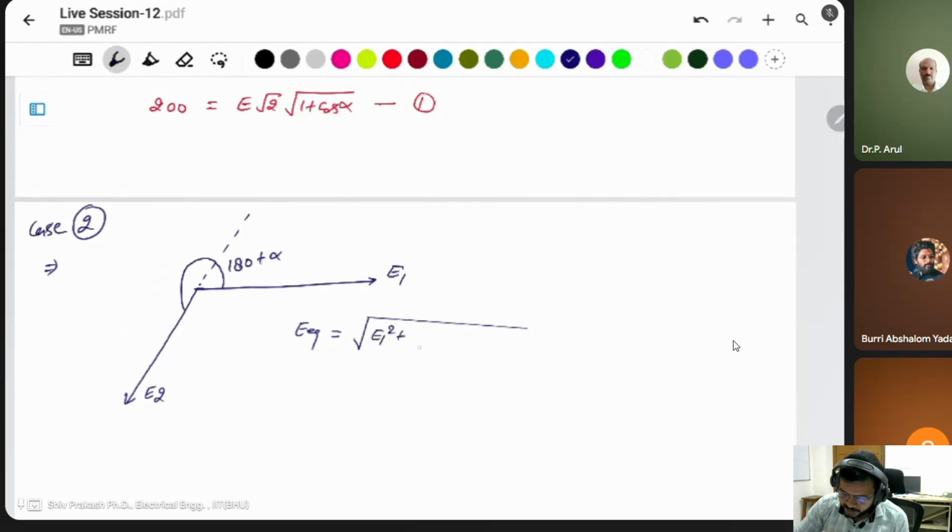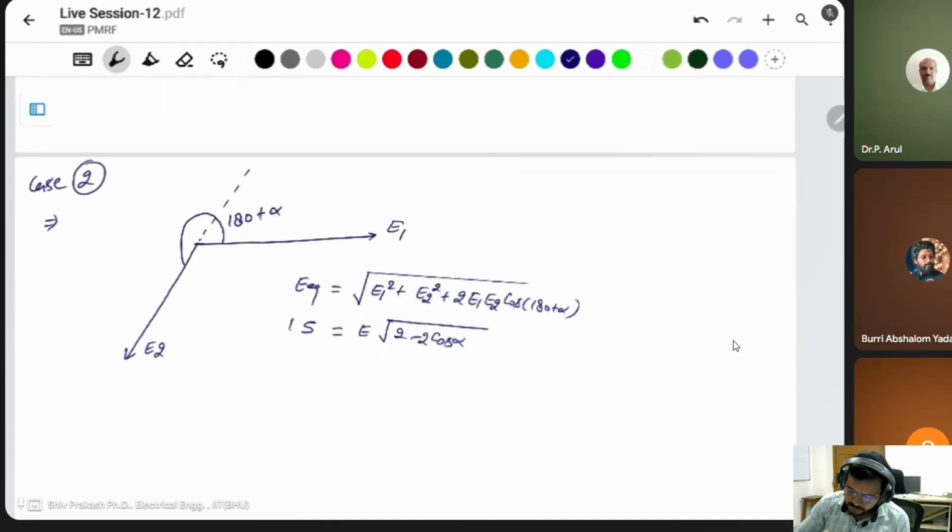E equivalent is the root of E1 square plus E2 square plus 2 E1 E2 cos of 180 plus alpha. Here you can simply put cos alpha and put the value of E2 as negative; both are the same. Taking E common, this will be E root of 1 plus 1 plus 2 cos of 180 plus alpha, which is minus cos alpha. So this is E root 2 and root of 1 minus cos alpha. This is equation number two.